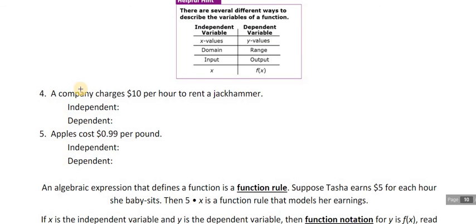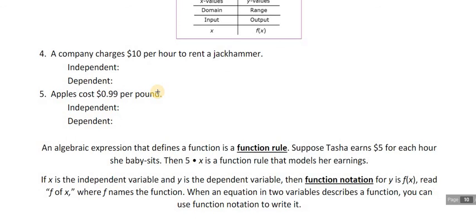Number 4, a company charges $10 per hour to rent a jackhammer. What are our independent and dependent variables? Well, if we're talking about $10 per hour, we're then going to ultimately pay a total amount for the service. So the total amount of the service relies on how long the person is using the jackhammer. So the dependent variable here would be the total cost. That would be our output. And that relies on the number of hours, or the time, that the jackhammer is being rented.